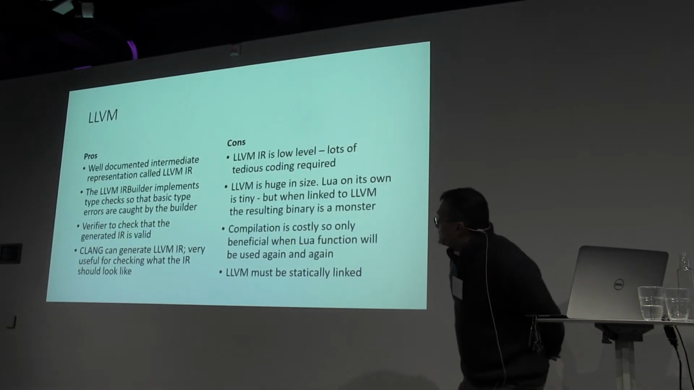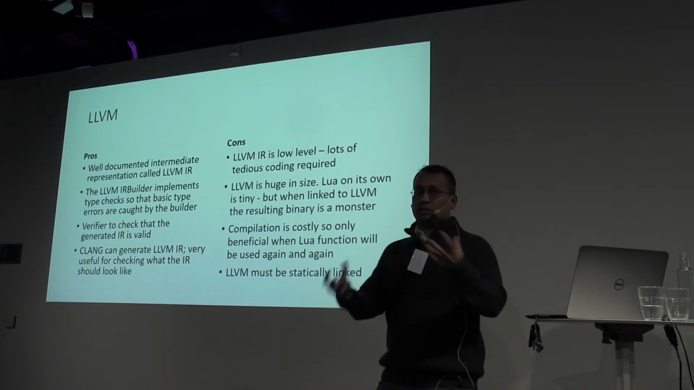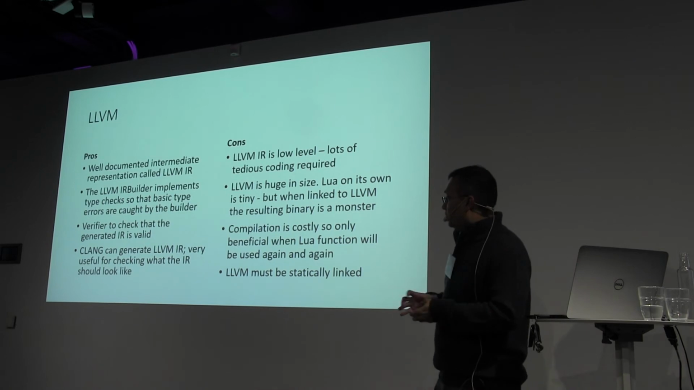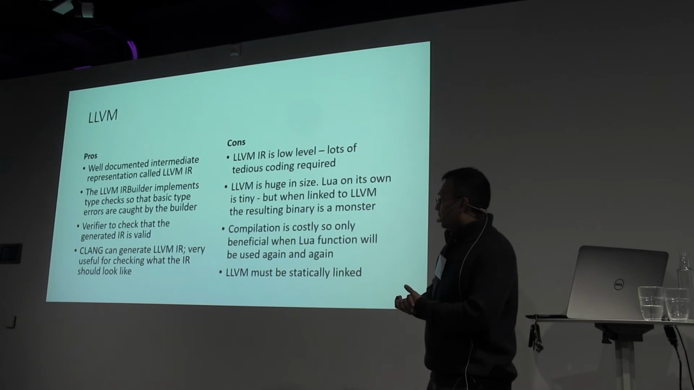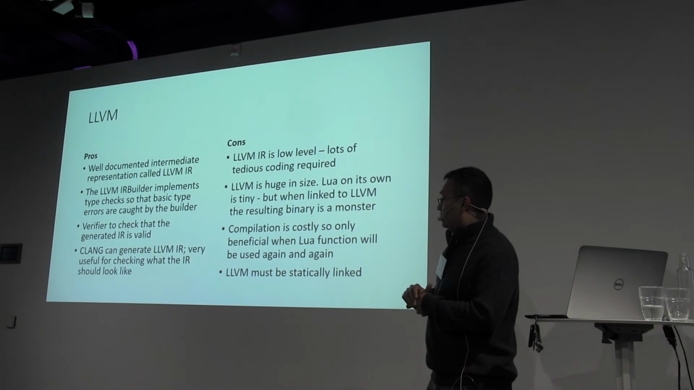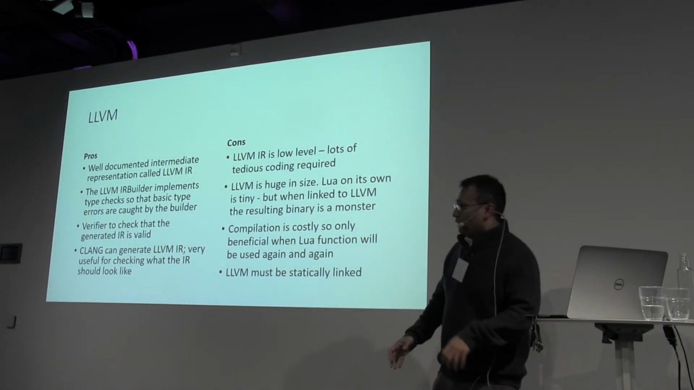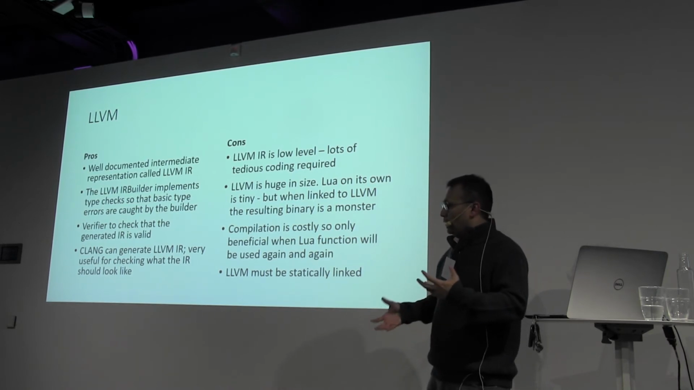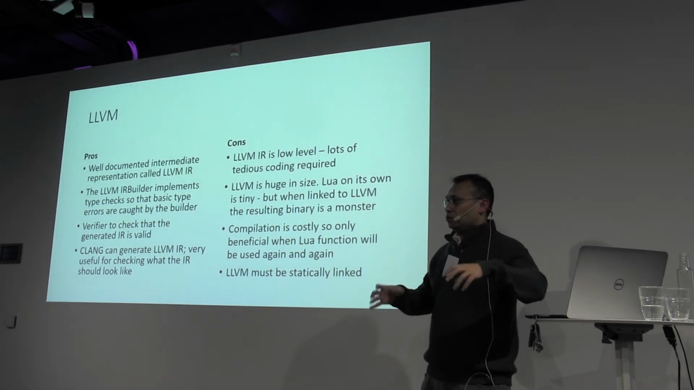So these are some observations on LLVM. It's a very well documented intermediate representation. It's got a builder for building these instructions, which has type checking in it, so it's very good. It catches lots of silly mistakes. It's got a verifier to run on your generated intermediate code, so that catches lots of mistakes. And the best thing is that you can use Clang to generate LLVM IR intermediate code, so you can actually see what a given piece of code should look like, and then you can use that to generate your own.